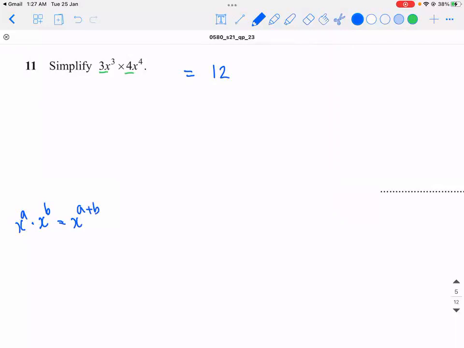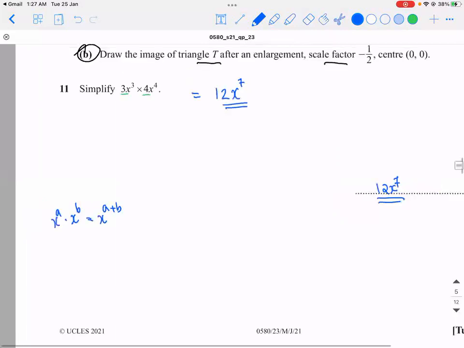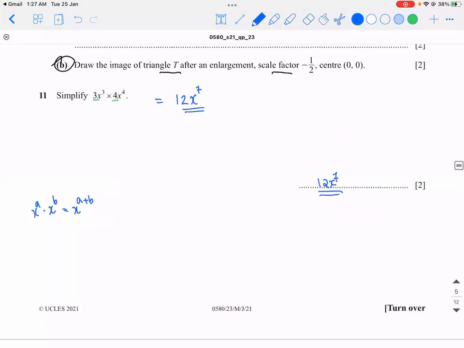So the same strategy works here. So here, 3 and 4. If you're adding 3 plus 4, what happens? It becomes x to the power of 7. So what is your final answer? 12x to the power of 7. It is very simple, right?